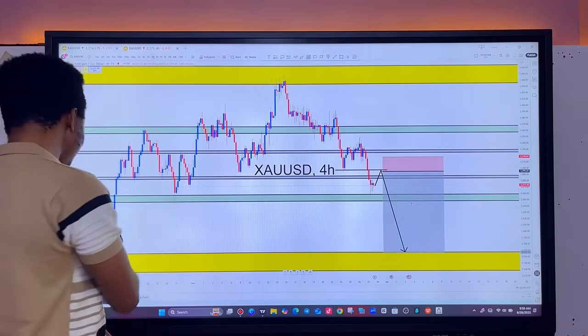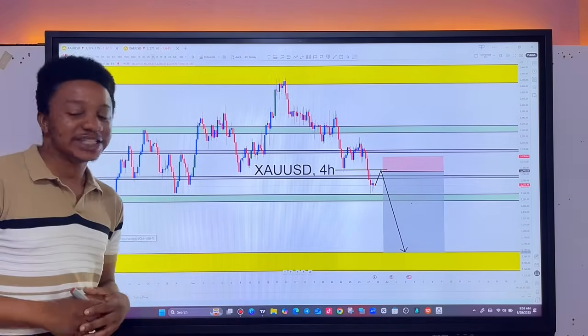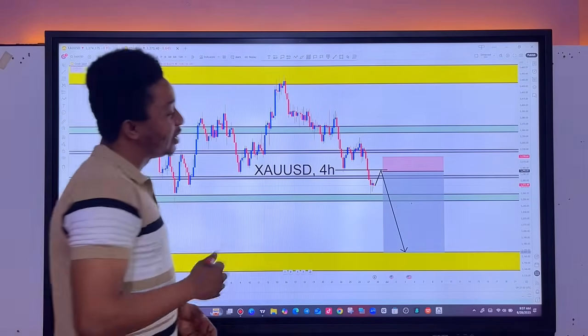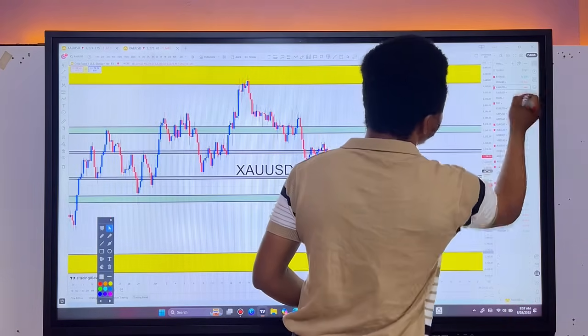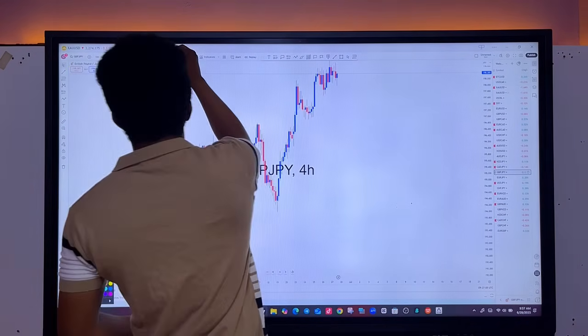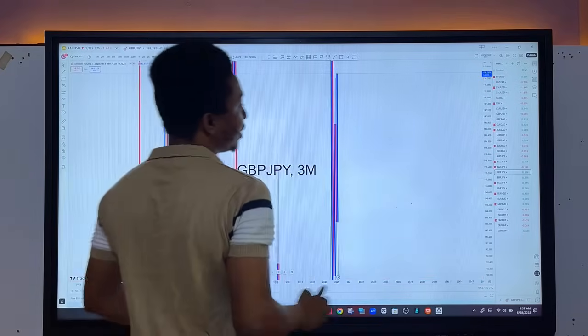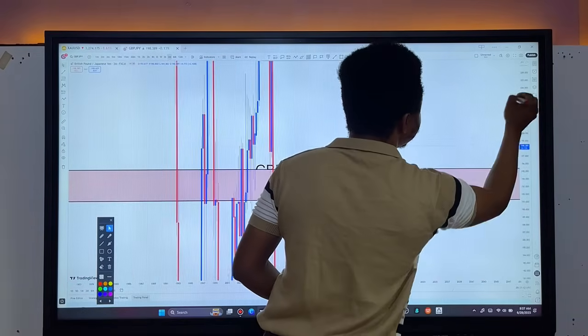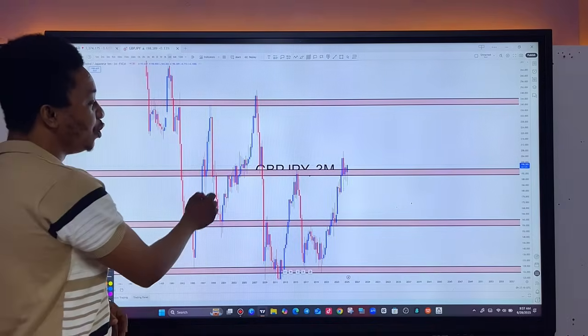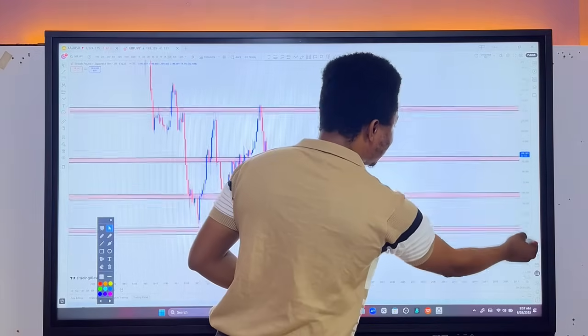All right, now that we are done with gold, let's move to the next pair on the list. The next pair on the list is going to be GBP/JPY. Let's go to GBP/JPY and also talk about this pair very closely. So GBP/JPY, we're also going to begin the analysis on the 3 months time frame. Let's start on GBP/JPY. So what exactly is going on over here on the 3 months? Let's find out.